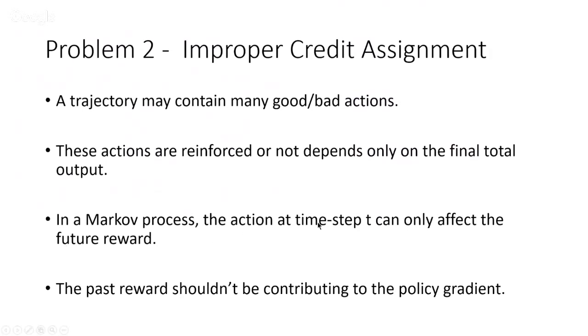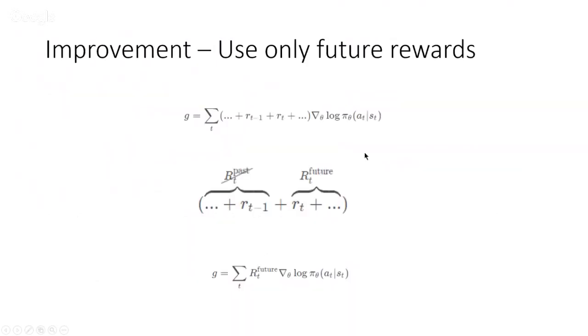In a Markov process, the action at time step t can only affect the future reward. It shouldn't affect previous time steps' reward, right? Because it's like going back in time. So the past reward shouldn't influence changing the probabilities of previous time steps. That's the whole point here. So that's why the improvement is to use only future reward.